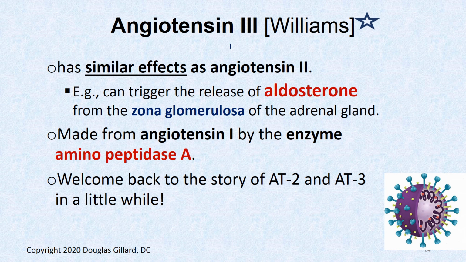Let's talk about angiotensin II, and we'll come back to the COVID story in a minute. Angiotensin III is another one. It has a similar effect to angiotensin II. For example, just like angiotensin II, angiotensin III can trigger the release of aldosterone. It's made from angiotensin I, so even though angiotensin I doesn't do anything, it can be converted by aminopeptidase A into something similar to angiotensin II, which is angiotensin III. We'll leave it at that for right now.